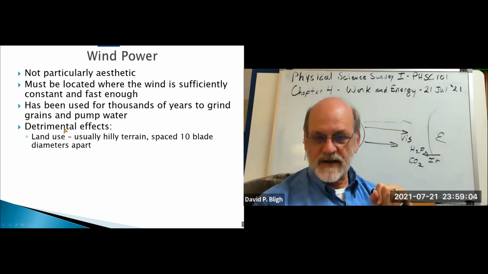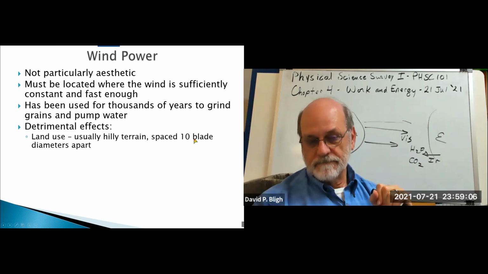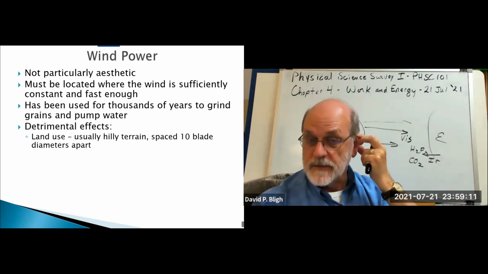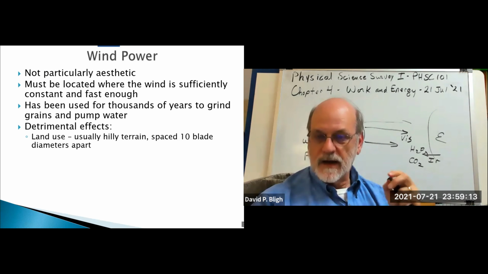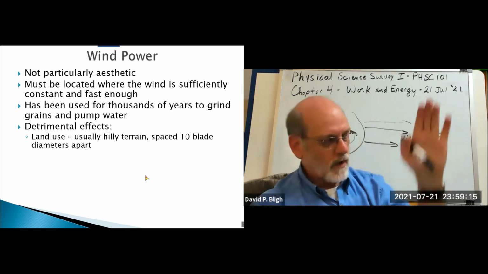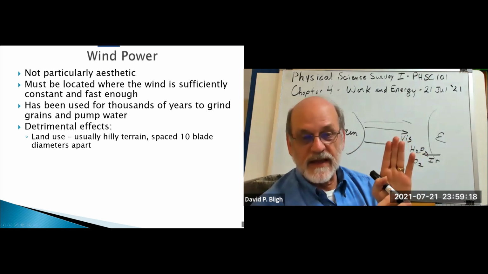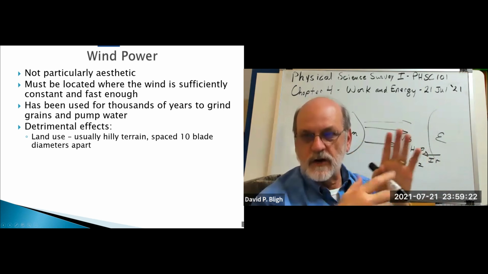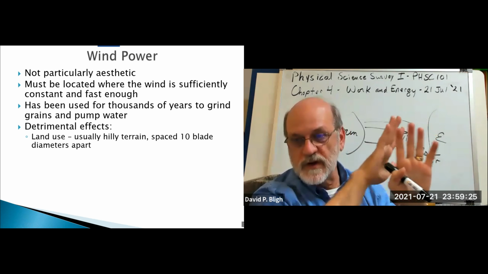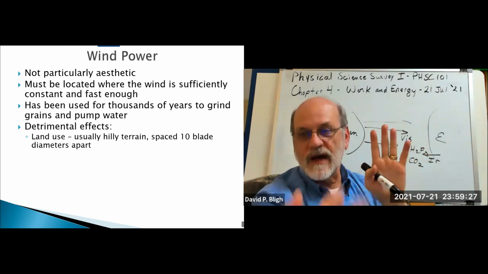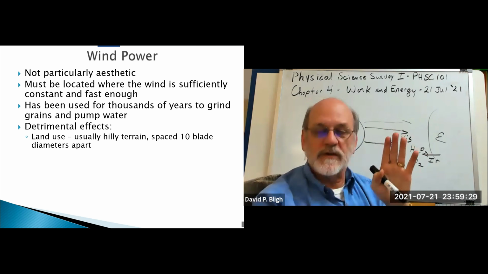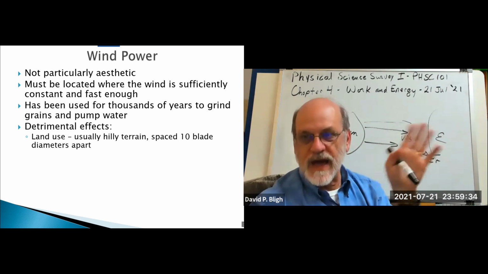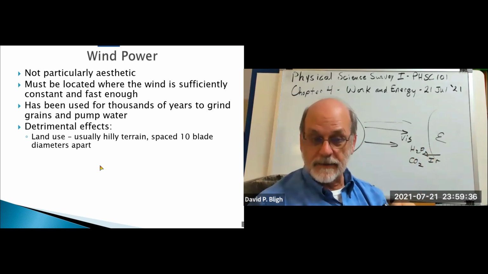Some of the detrimental effects: you have to have lots of these bladed turbines set apart. If you've got one sitting here, then you've got to be 10 blade diameters behind it before you can put another one, because the interference of the blade with the movement of air makes the one behind it less efficient. So if you put it 10 blade lengths behind, then things have settled down and it can extract its maximum amount of energy from the wind again.